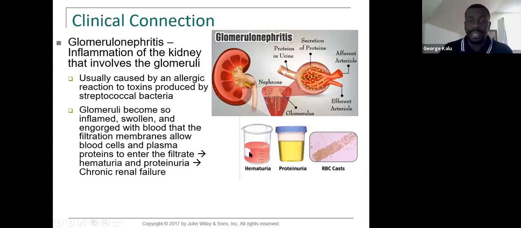You end up with conditions like hematuria, which is blood in the urine, or proteinuria, where you have protein in the urine, and some red blood cell casts as well, which you'll see here. This is what happens if the glomerulus becomes inflamed. Blood and proteins should not be entering the urine, but if you have some kind of kidney failure or the glomerulus becomes inflamed, these are some of the things that can take place.